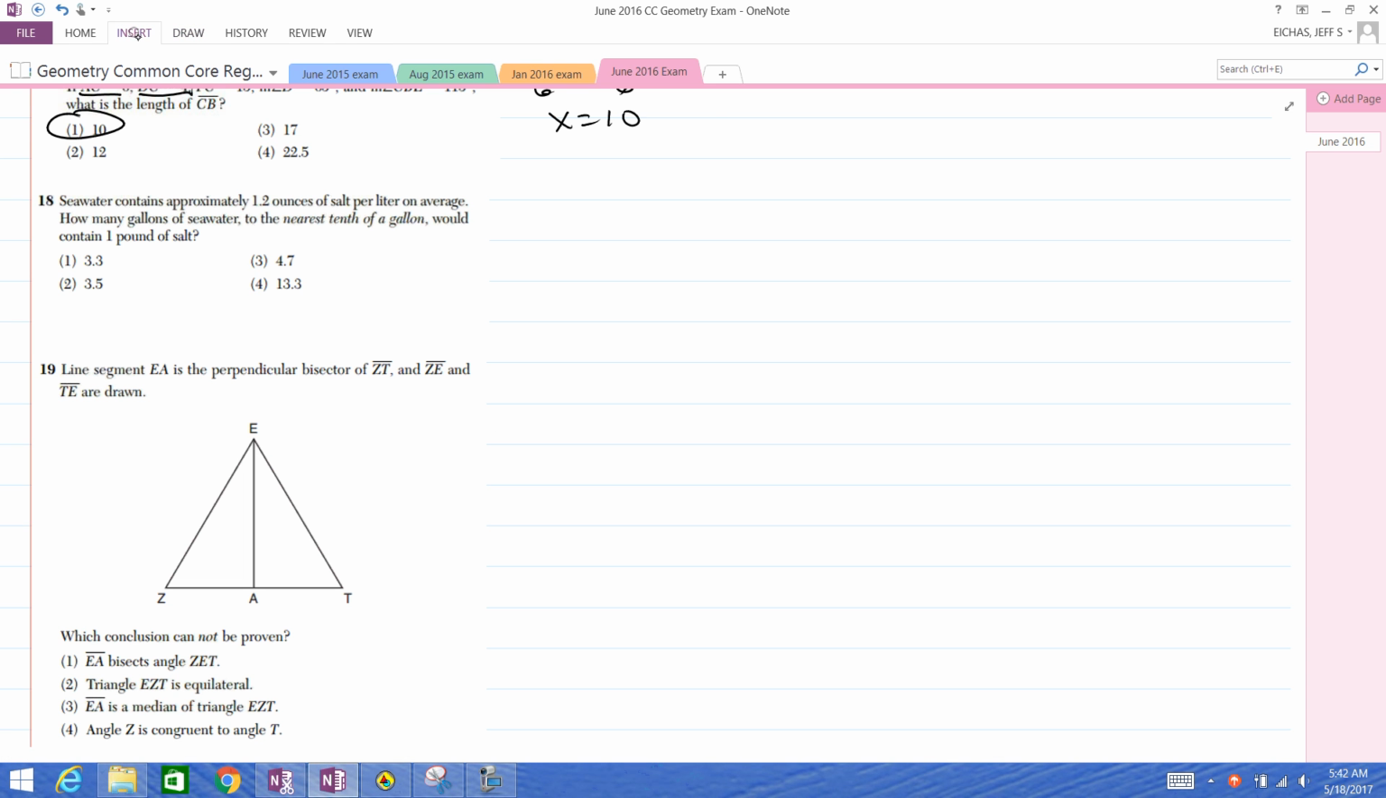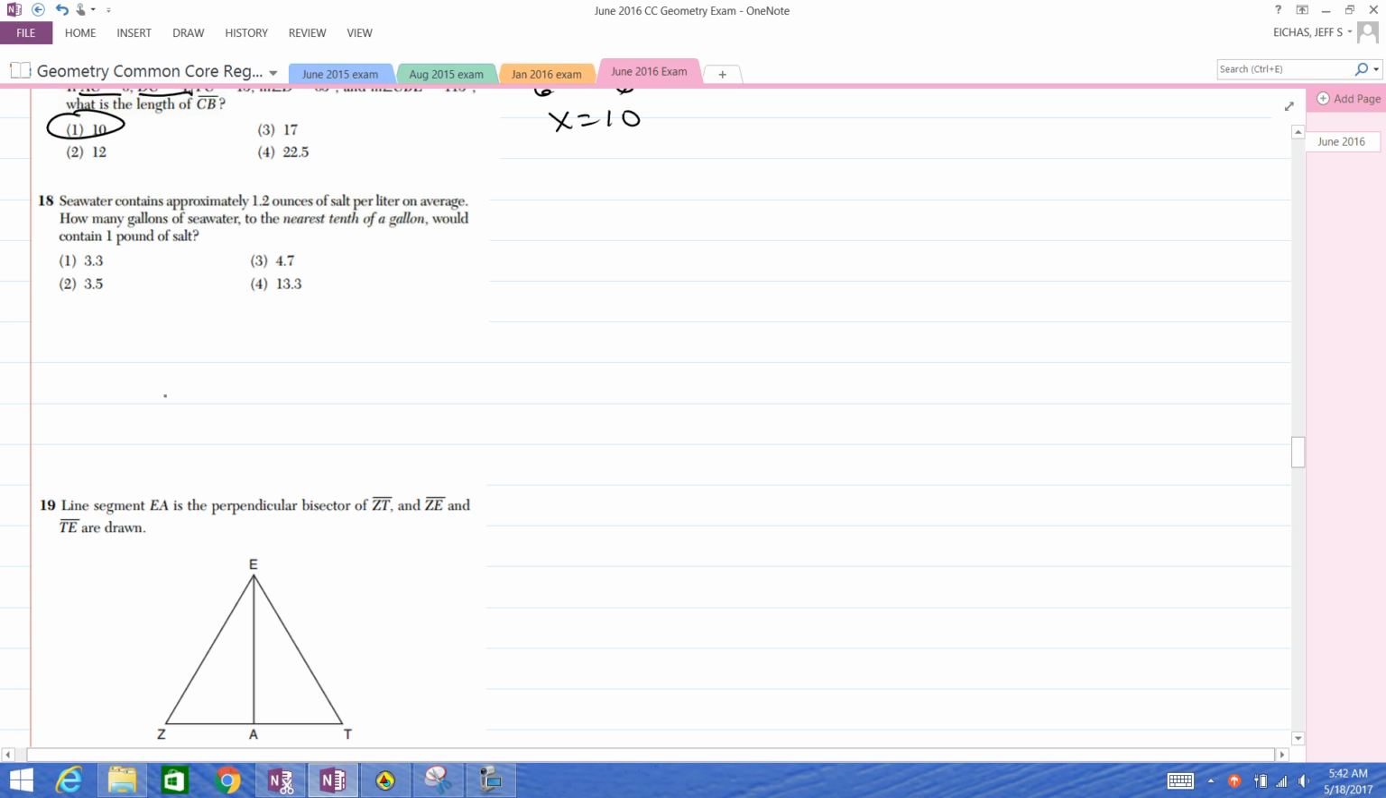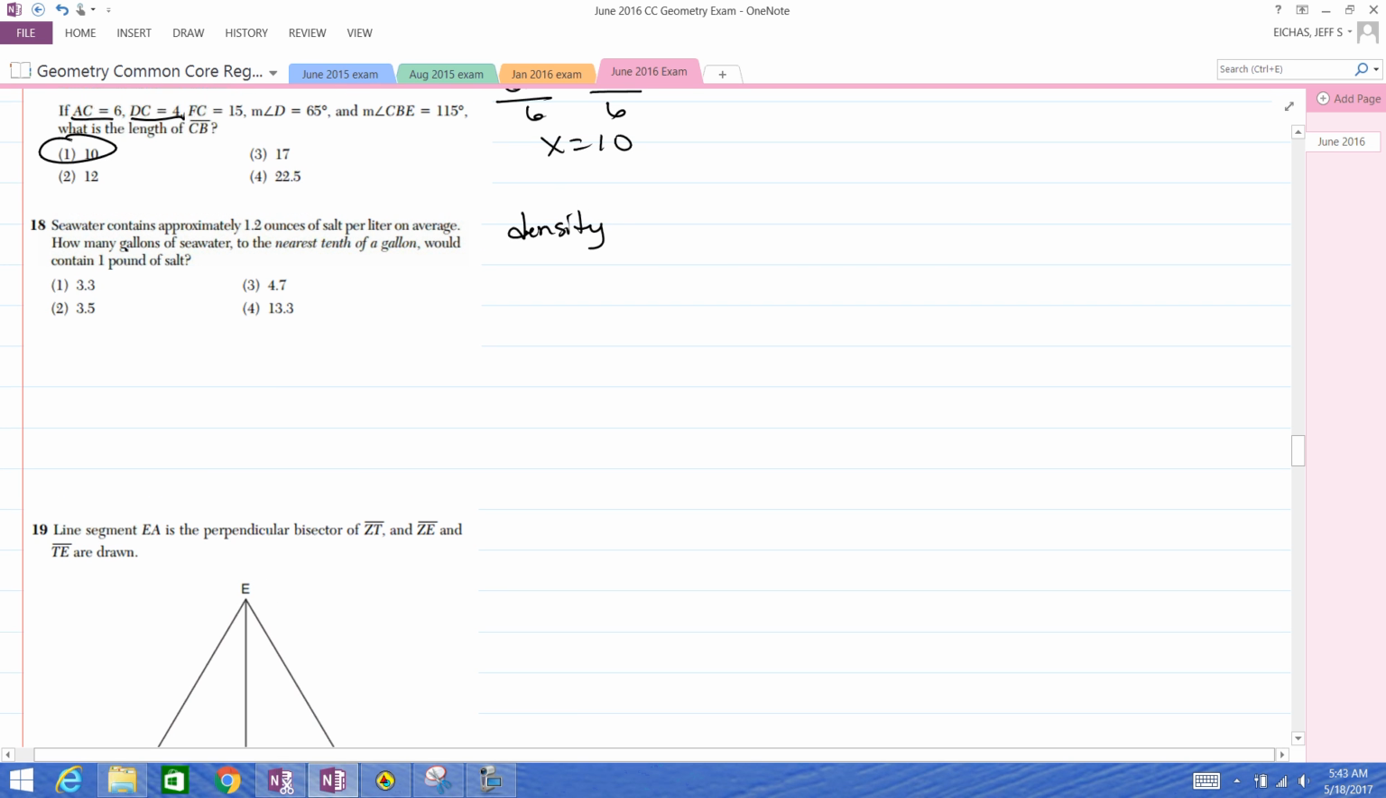Okay, the seawater problem. All right, so this is a density that they're giving us. All right. Oh, great. So we got gallons of seawater, but we have liters, and we have ounces, but pounds. So there's a lot of conversions that we have to go through here.